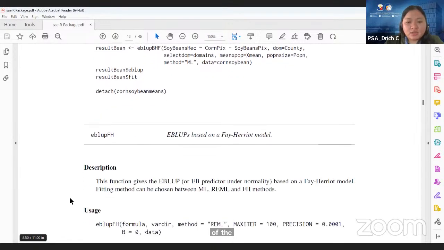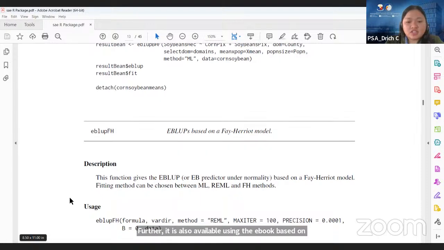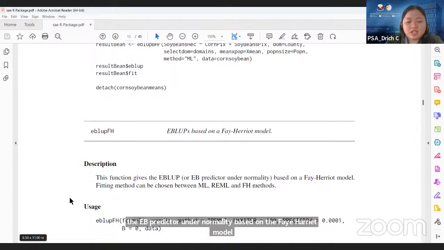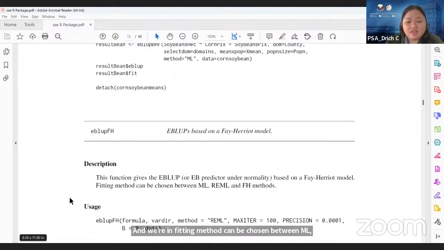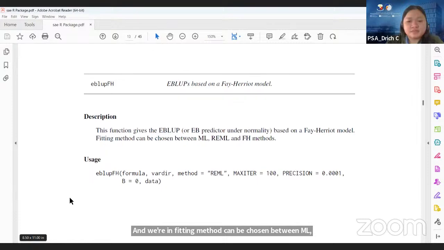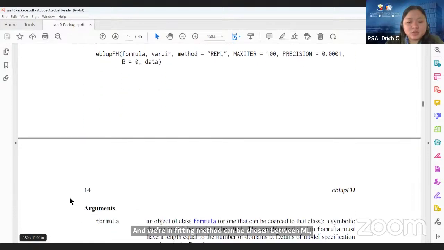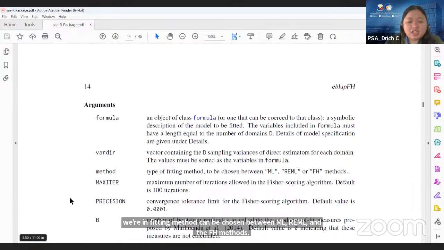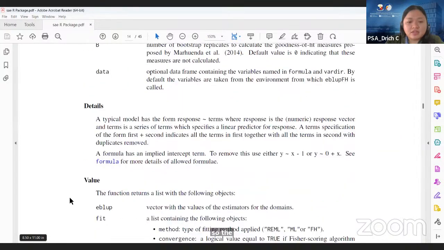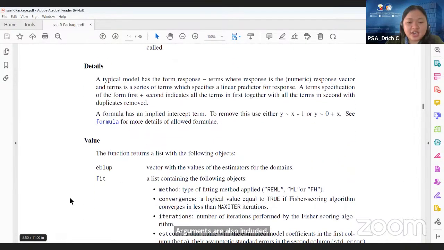Further, it is also available using the EBLUP based on the Fay-Herriot model aside from the BHF model. So this function gives the EBLUP or the EB predictor under normality based on the Fay-Herriot model, wherein the fitting method can be chosen between ML, REML, and the FH methods. The arguments are also included with the details and the values necessary.